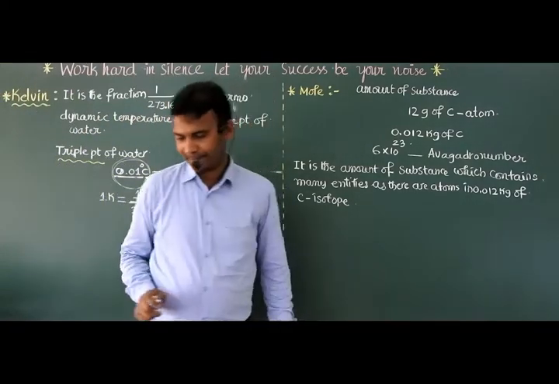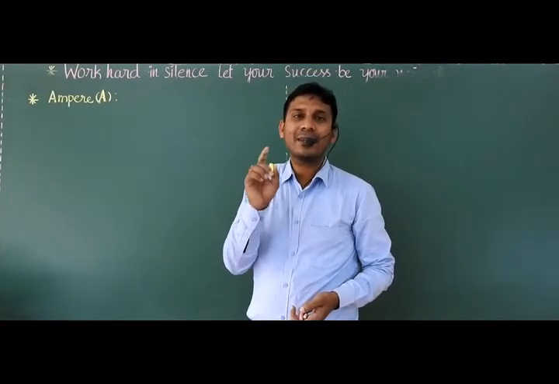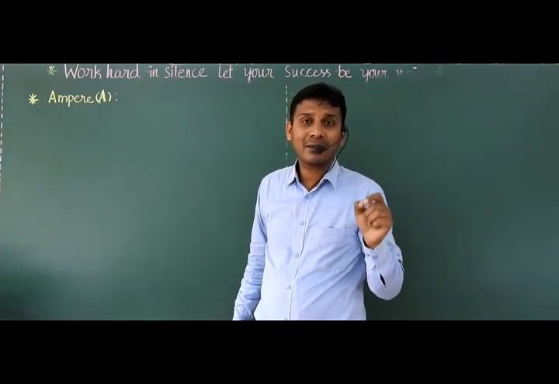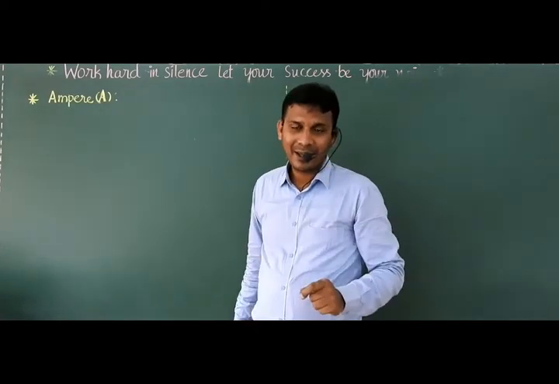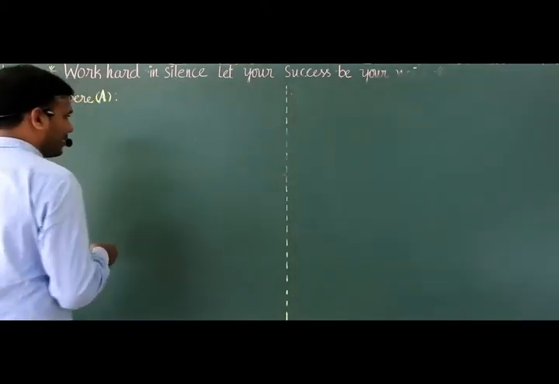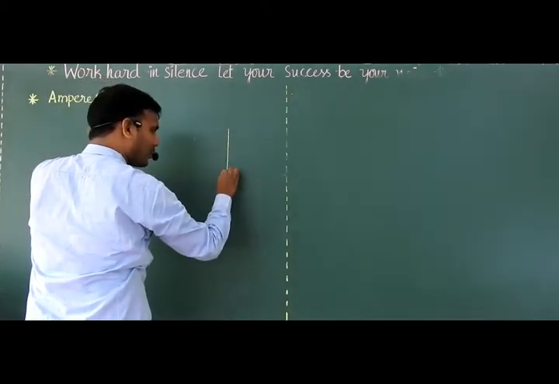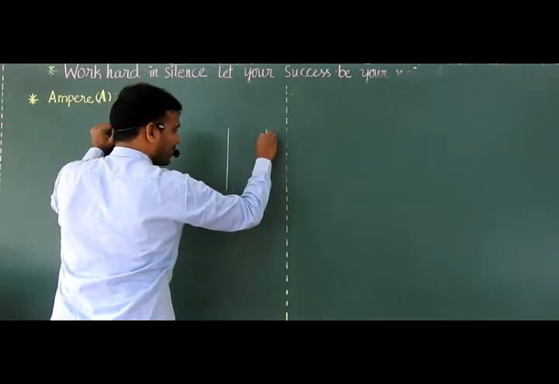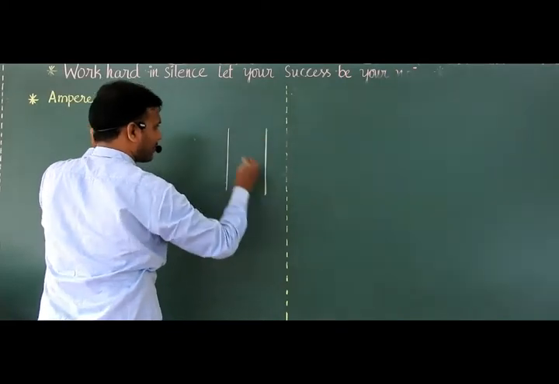Clear? Right. So the next one is ampere. It is the SI unit of electric current. Am I right? You already studied this in your 10th standard. How to define 1 ampere? See, to define 1 ampere, consider two thin conductors.